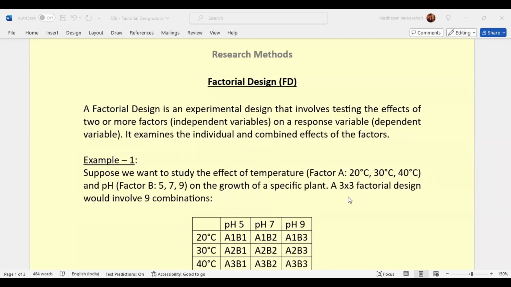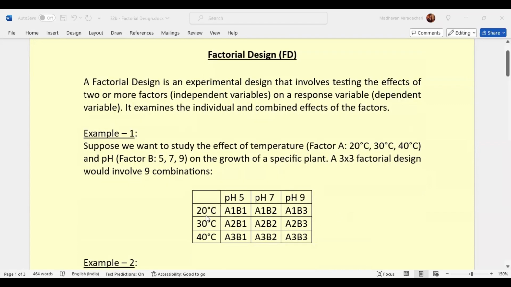A 3 by 3 factorial design would involve 9 combinations, 20 degrees, 30 degrees, 40 degrees. Here in columns pH 5, 7, and 9. So here you will have this A1, B1, A1, B2, A1, B3, A2, B1, A2, B2, A2, B3, A3, B1, A3, B2, and A3, B3.